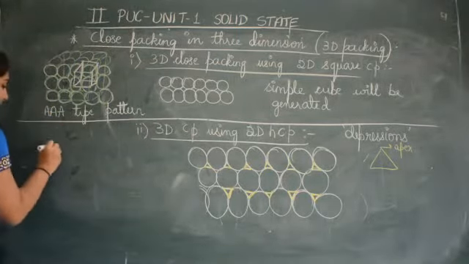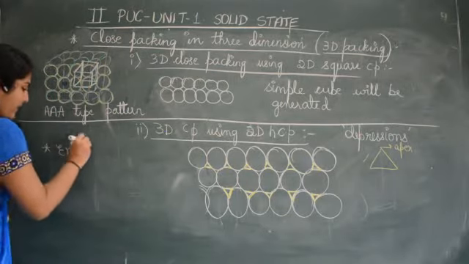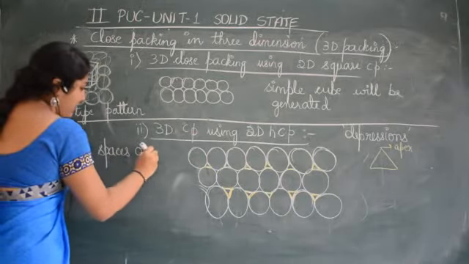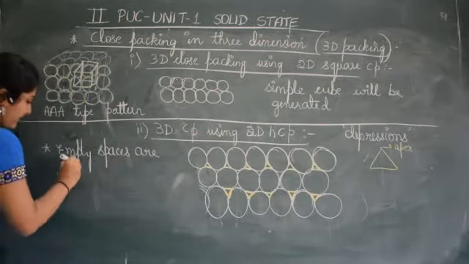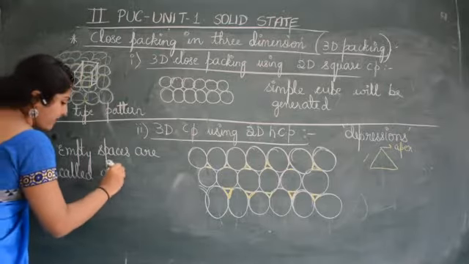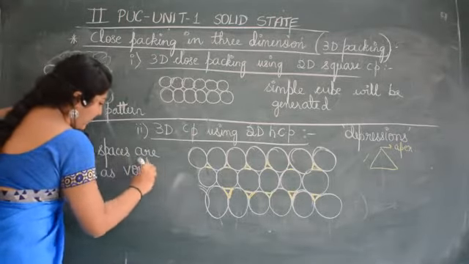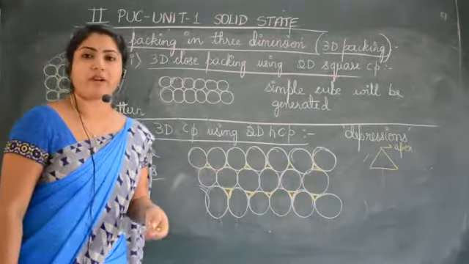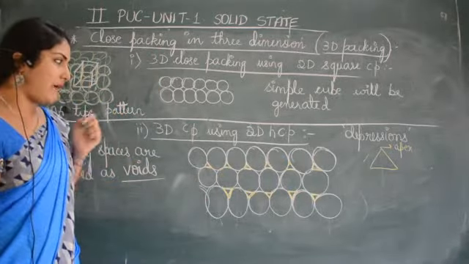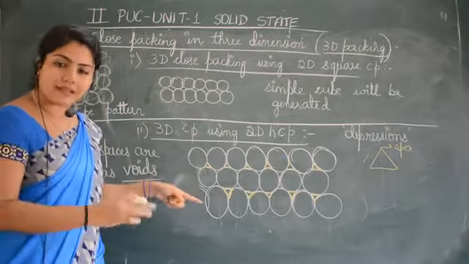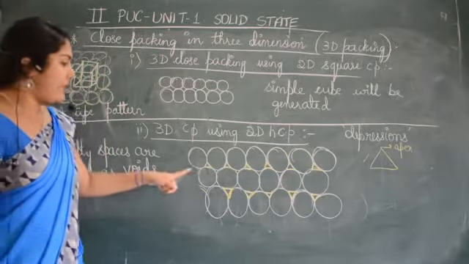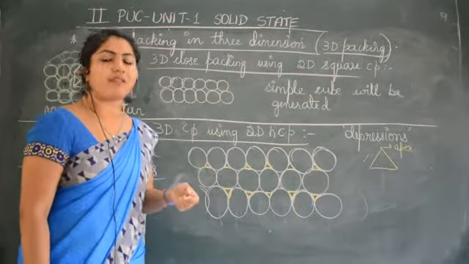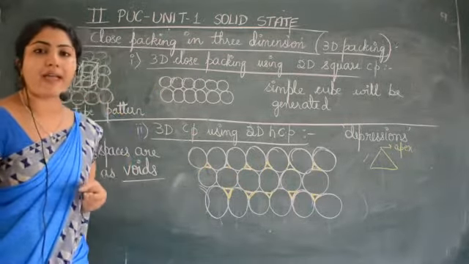Make a note. Empty spaces are called as voids. Now this empty space which we have is of triangular shape in two-dimensional. I'm speaking about two-dimensional HCP. I'll speak about three-dimensional. In two-dimensional HCP, the triangular shape empty spaces which are present are called as triangular voids.